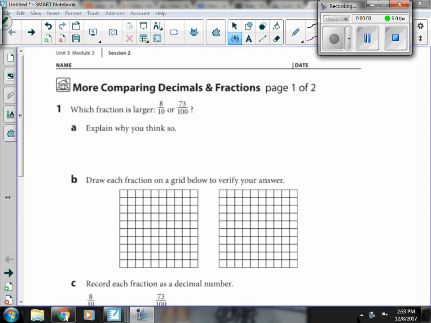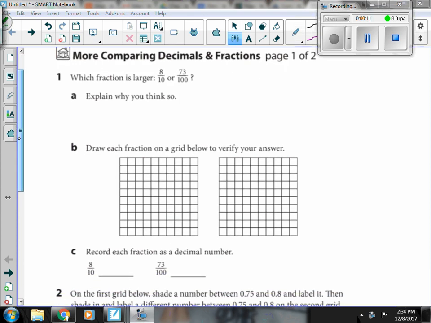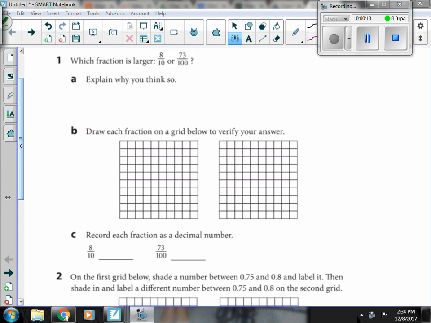Tonight's homework is pages 61 and 62. We are comparing decimals and fractions and going back and forth between them. So the first question says, which fraction is larger, 8/10 or 73/100? I see within the problem, for part B, they give me two fraction grids. So I'm going to use that first to help get my answer.